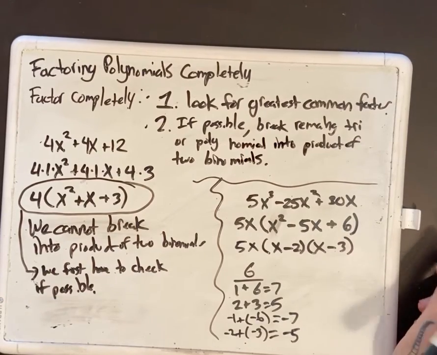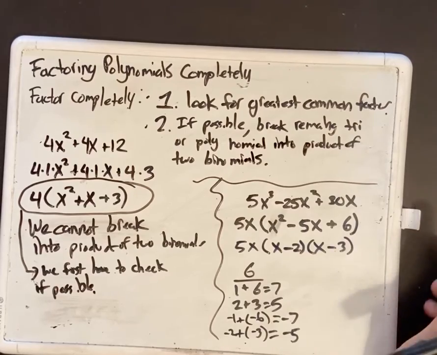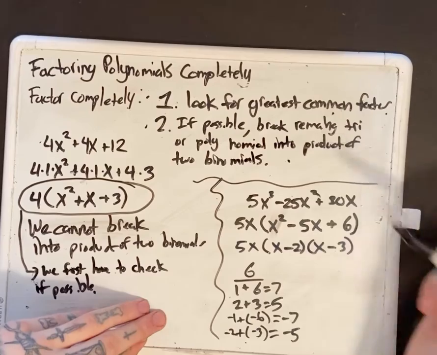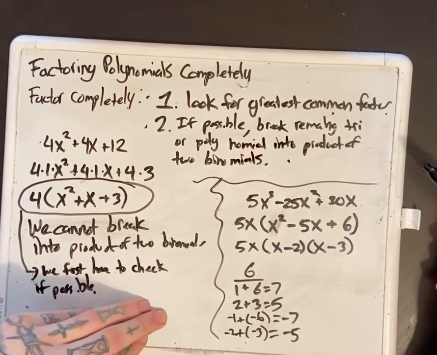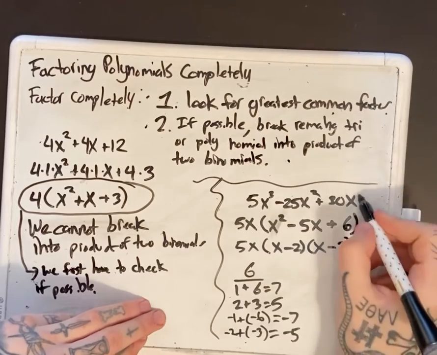Okay? All right. You should be all set to move on. Remember, you already knew this lesson. You already knew how to find the greatest common factor, and you already knew how to break it into the product of two binomials. This lesson just combines both. So now you have to do both at the same time like we just did here.